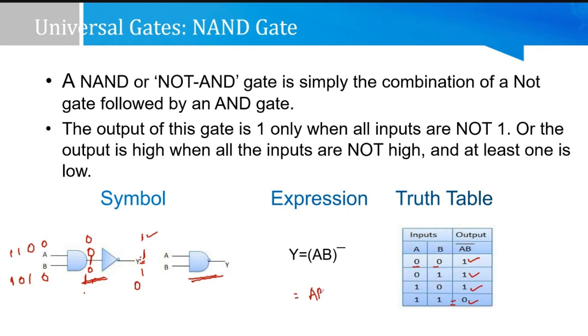This is the AND gate expression. So you can write this as a NAND gate. Why? Because this will be the inverted NAND gate, so you can write the expression like this.